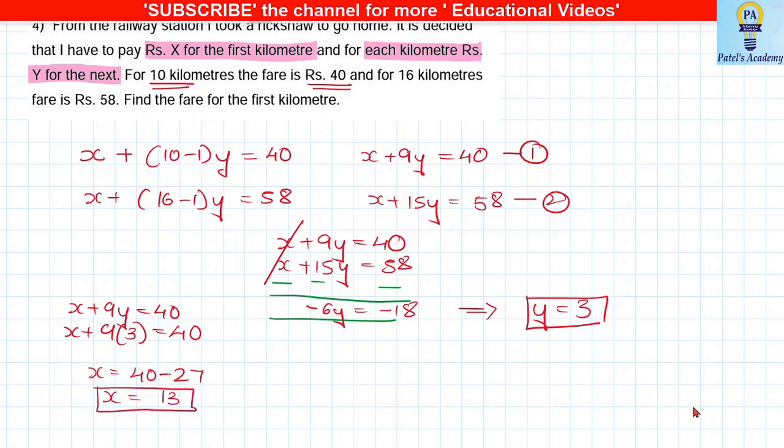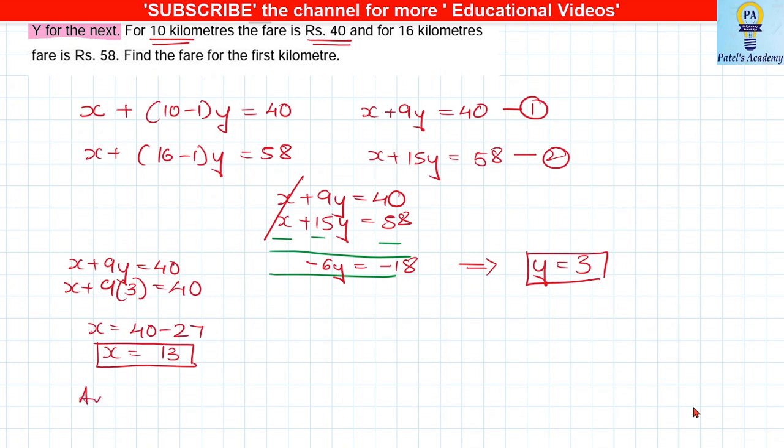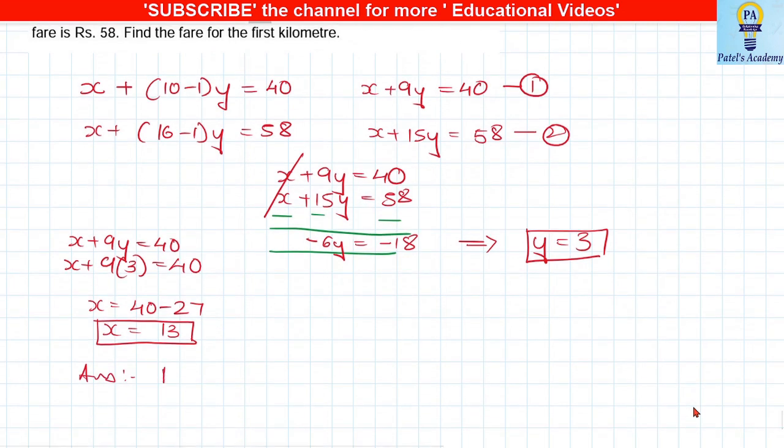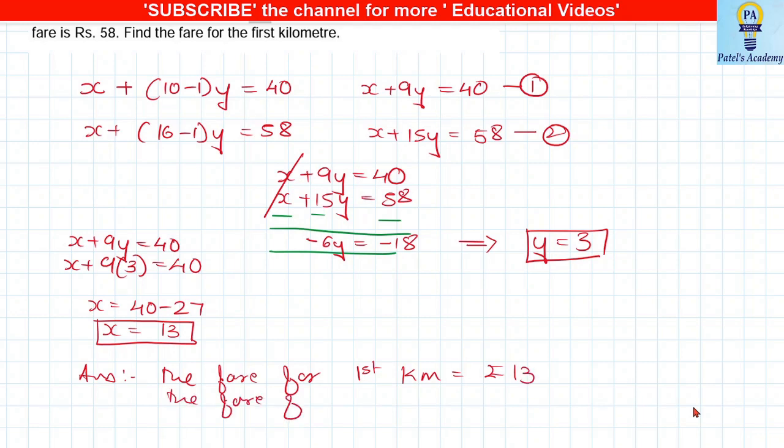So what does this mean? The fare for the first kilometer, which is fixed, is rupees 13, and after that the fare per kilometer is rupees 3. Students, so with this we finish with the question bank of the first chapter in algebra.